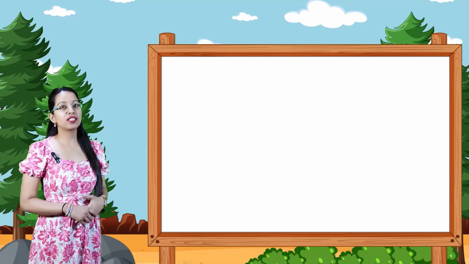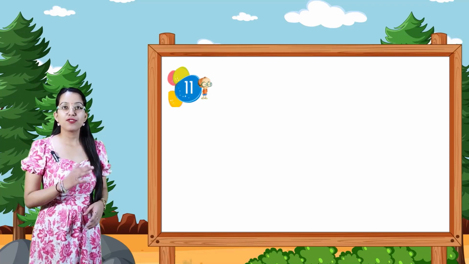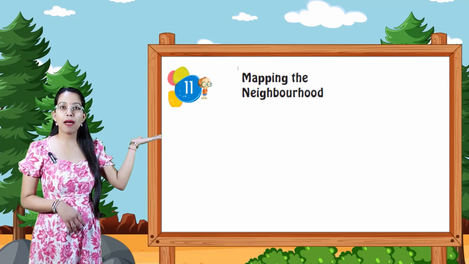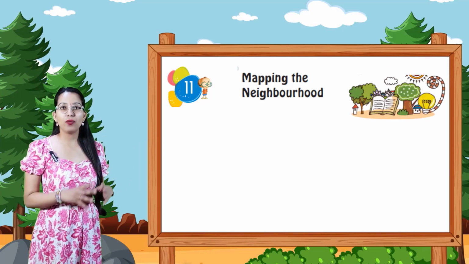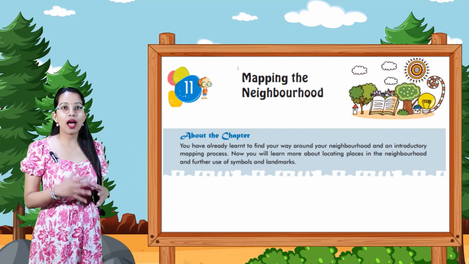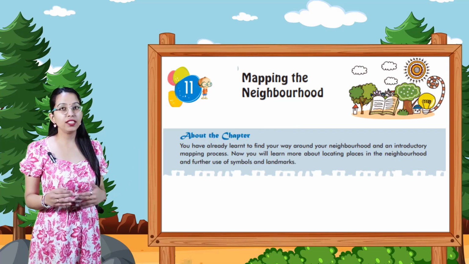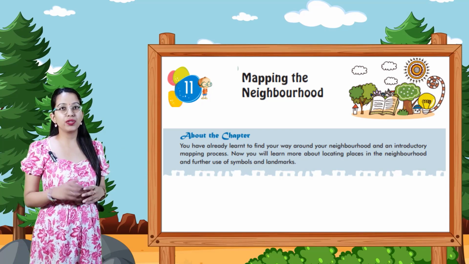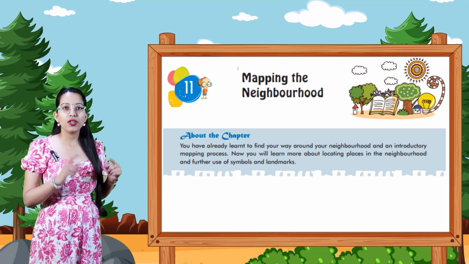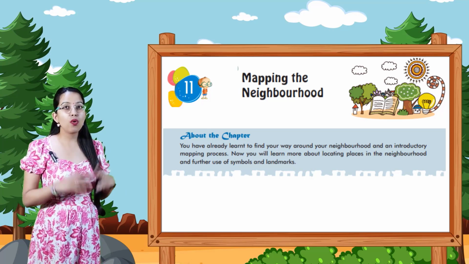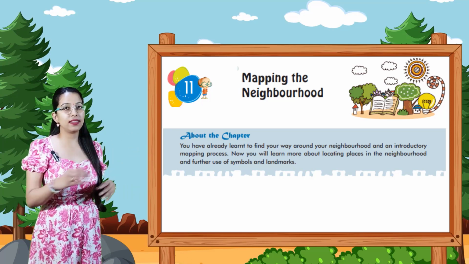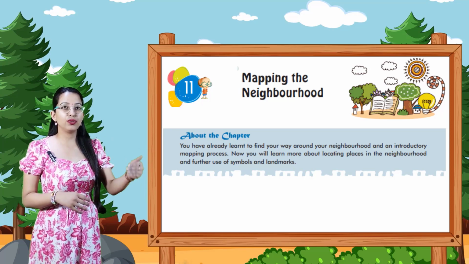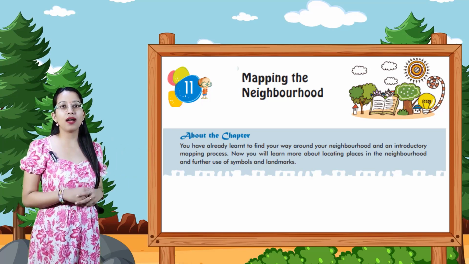Today we are going to start our next chapter. Chapter number is 11, Mapping the Neighborhood. About the chapter, you have already learned to find your way around your neighborhood and an introductory mapping process. Now you will learn more about locating places in the neighborhood and further use of symbols and landmarks.